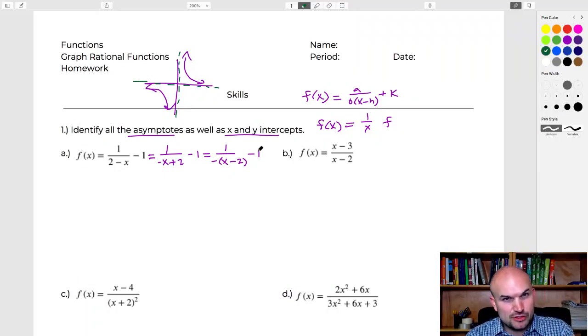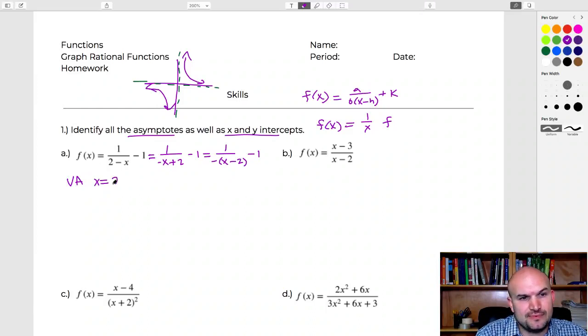then if I shift the graph 2 units to the right, that asymptote just got shifted 2 units to the right. So I can say my vertical asymptote is now at x equals 2, 2 units to the right. My horizontal asymptote, right?